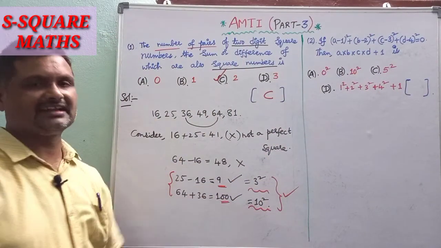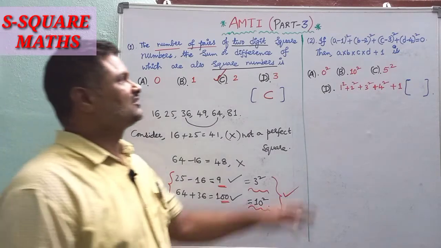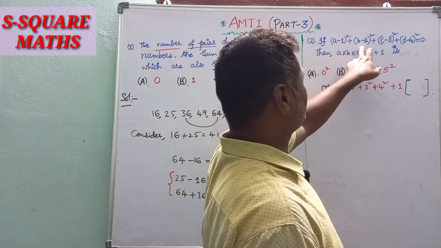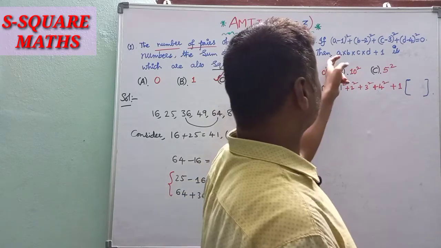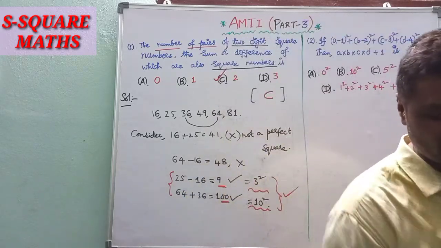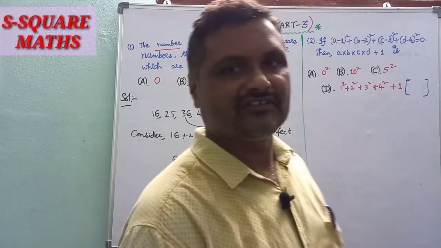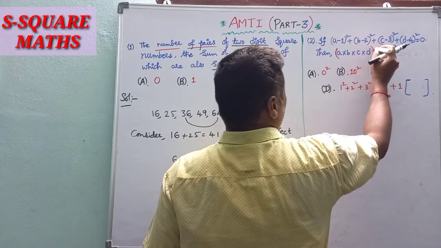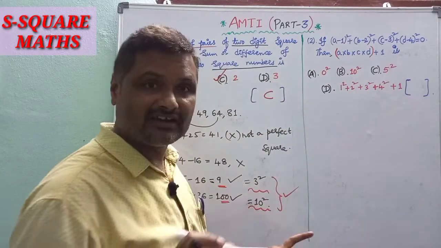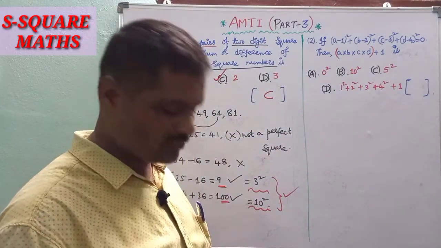Next, coming to the second problem of this video. Given (a minus 1) whole square plus (b minus 2) whole square plus (c minus 3) whole square plus (d minus 4) whole square is 0. Then we have to find the value of this one. In general many of the members will get confused. So place a bracket here so that you can avoid the confusion. Bracket plays an important role here.